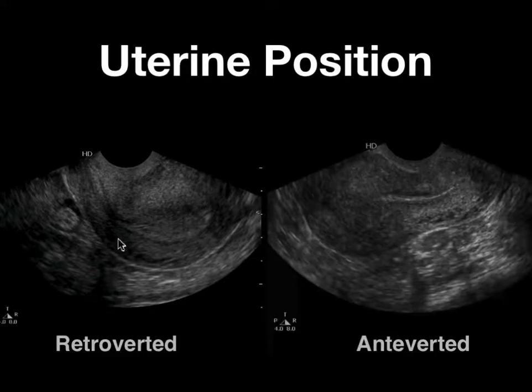Let's take a look at these two patients. On the left here, you've got a patient with a retroverted uterus. Here's caudal, cephalad, anterior, posterior. Here you've got the lower uterine segment, and as you follow the endometrial cavity back, you can see that it is going in a posterior direction, so this is a retroverted uterus. Here you've got caudal, cephalad, anterior, posterior, and you can see following the endometrial stripe up to the fundus here, it's in an anterior direction, so this is an anteverted uterus.